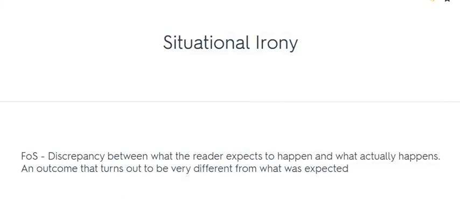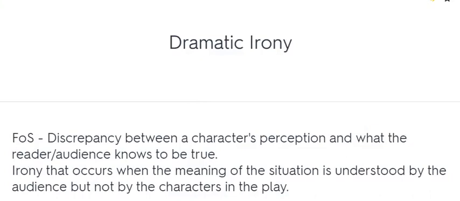Situational irony. FOS, discrepancy between what the reader expects to happen and what actually happens, an outcome that turns out to be very different from what was expected. Dramatic irony. FOS, discrepancy between a character's perception and what the reader or audience knows to be true. Irony that occurs when the meaning of the situation is understood by the audience but not by the characters in the play.